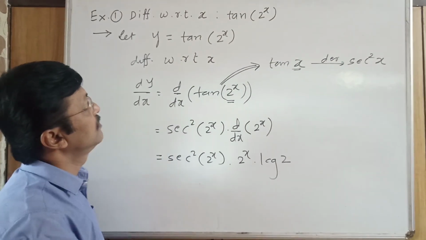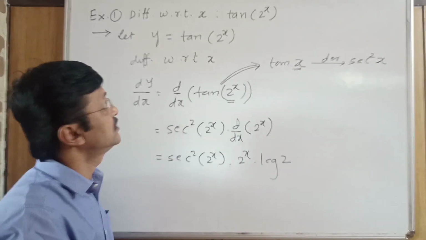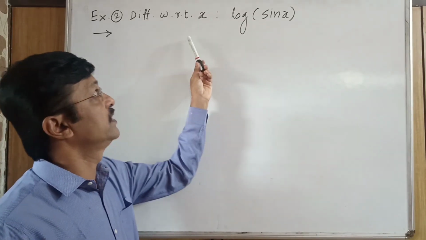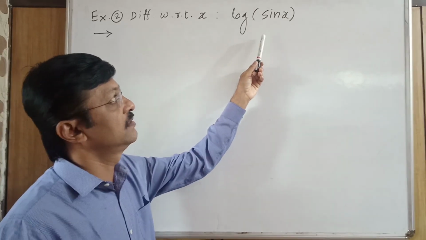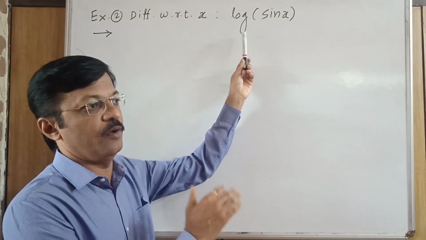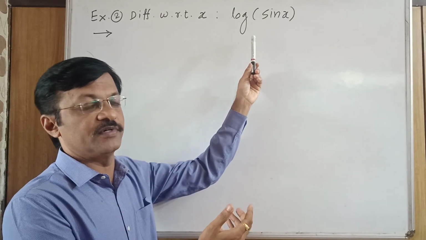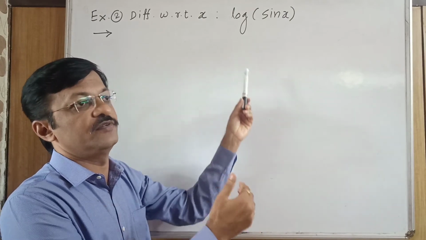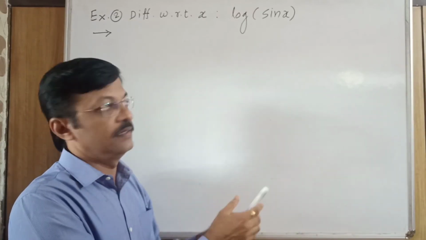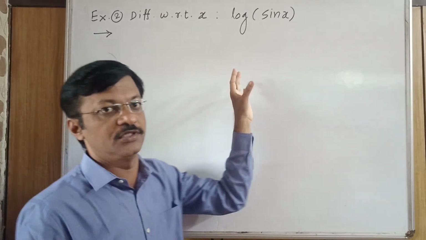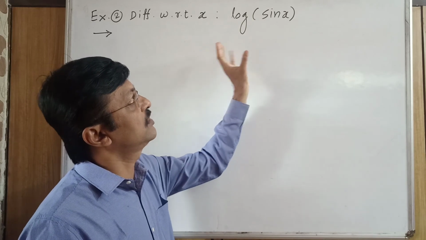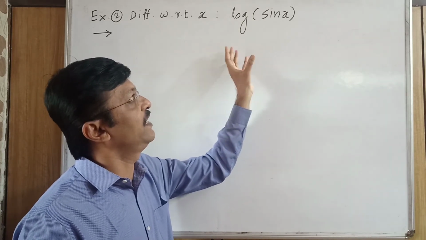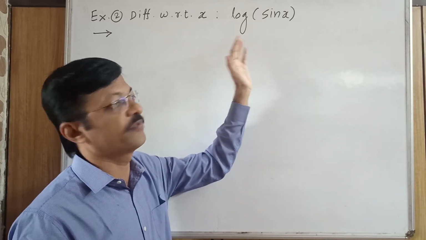Let's see some more examples. See this new example. Differentiate with respect to x log of sine x. Again, it's a composite function. Log of sine x is a composite function of log x and sine x. So we have to use chain rule. For that, we have to compare this with a standard function looking like log of sine x.